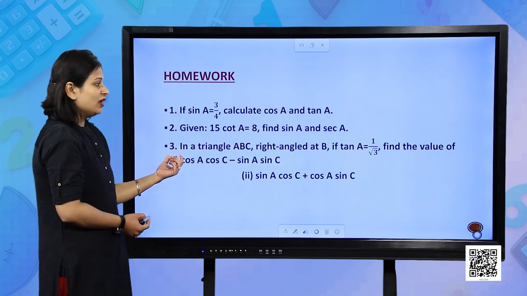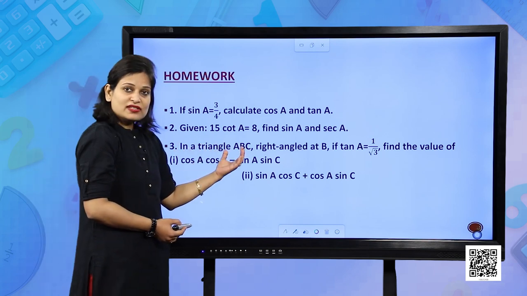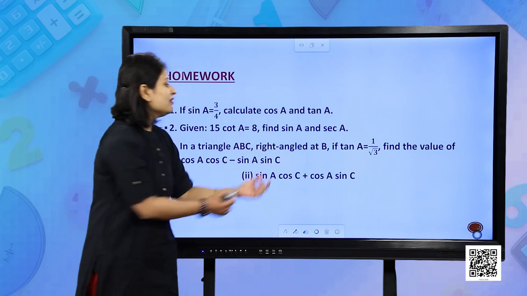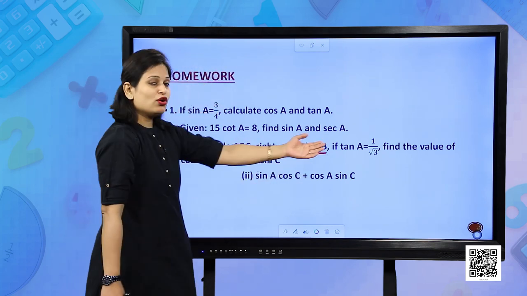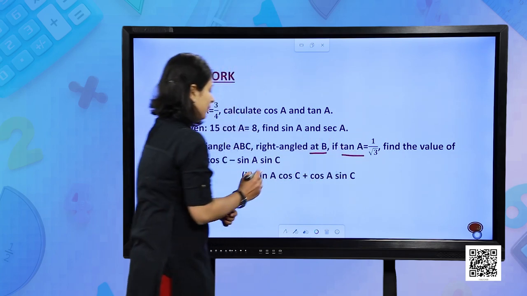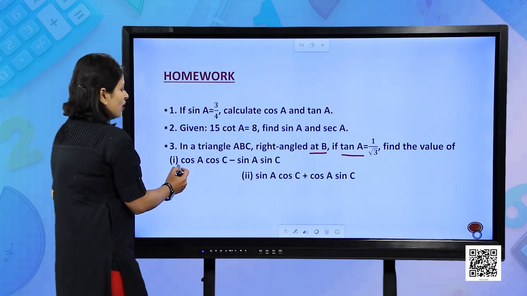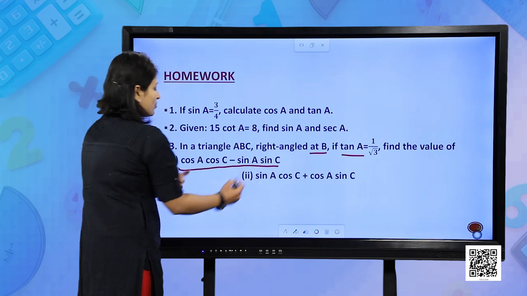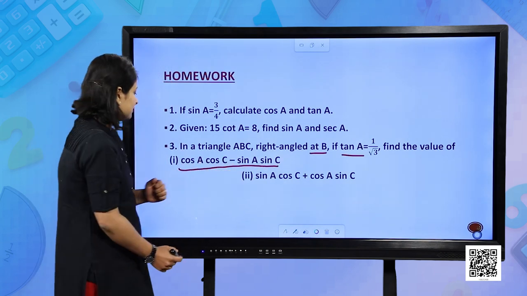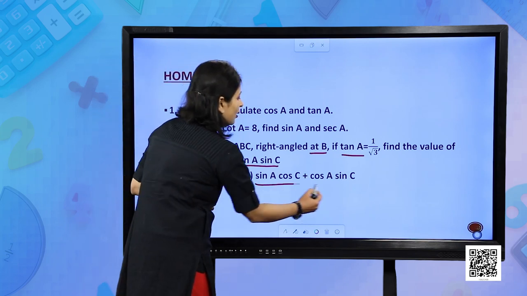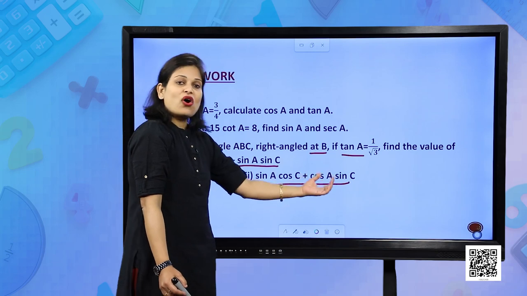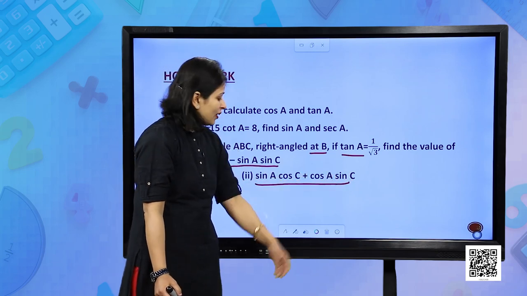In question number 3, you have to consider a right angle triangle ABC, which is right angled at B, and the value of the tan function is given. Tan A is given as 1 upon root 3. You need to calculate cos A into cosecant C minus sin A into sin C. And in the second part, you need to find out sin A into cos C plus cos A into sin C.